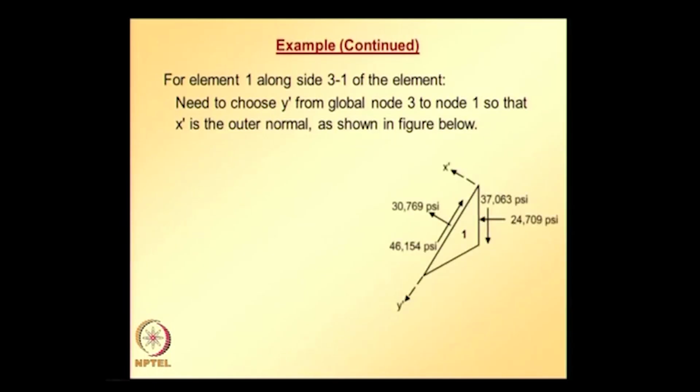This is element 1. Actually in this figure even the values are shown, but how to calculate those values will be shown shortly. So just ignore those values for a while and concentrate only on the figure without those values. We need to choose y prime from global node 3 to global node 1, so that x prime is the outer normal as shown in the figure. So that is how x prime y prime are defined, and we know how x y are oriented.